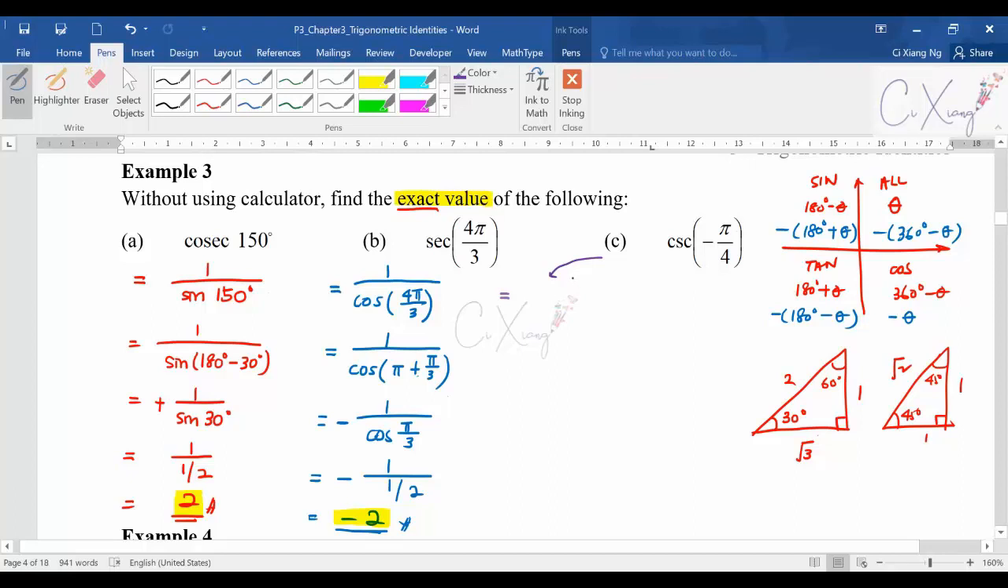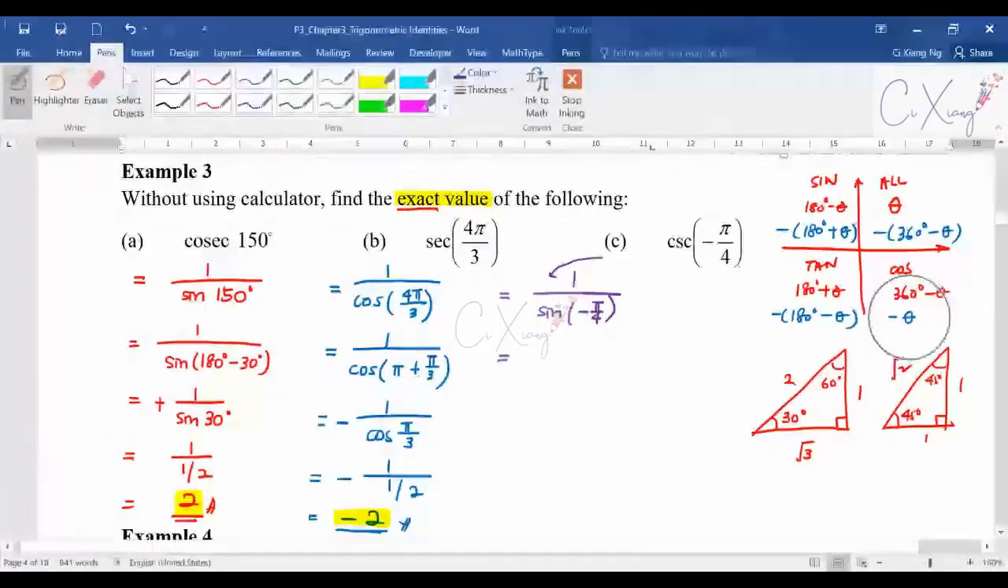Okay, so cosecant negative pi over 4, when I write it out, it should be 1 over sine negative pi over 4. No need to change anything. But you know that the theta here is the basic angle. In this quadrant, this is the fourth quadrant, right? In this fourth quadrant, is sine positive or negative? It should be negative. Therefore, you should have negative 1 over sine pi over 4.